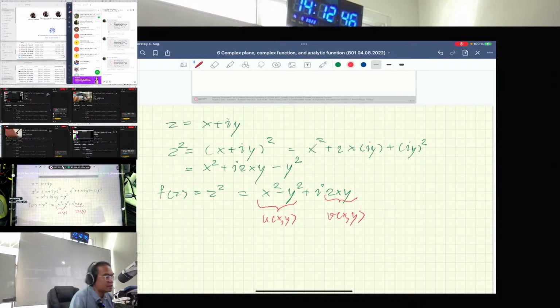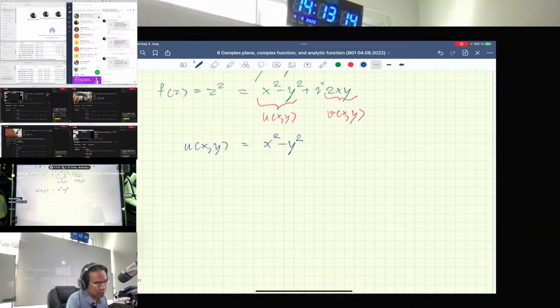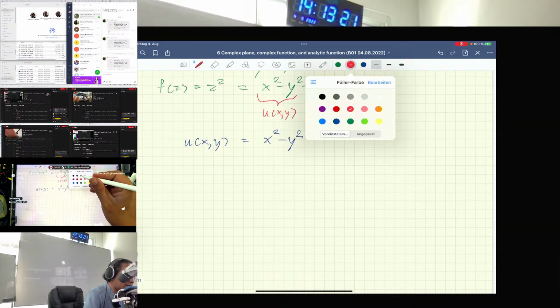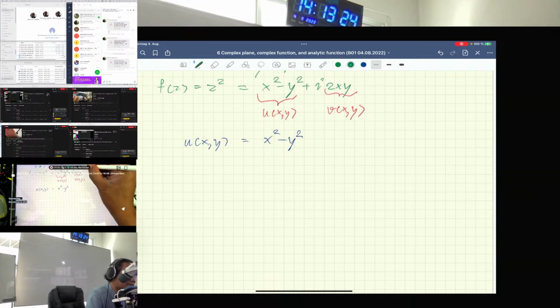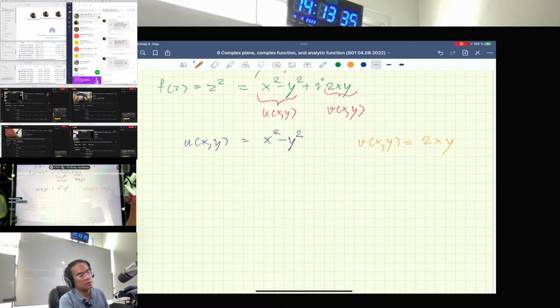Now we have found u and v. u(x,y) is equal to x squared minus y squared, and on the other side v(x,y) is 2xy, right?